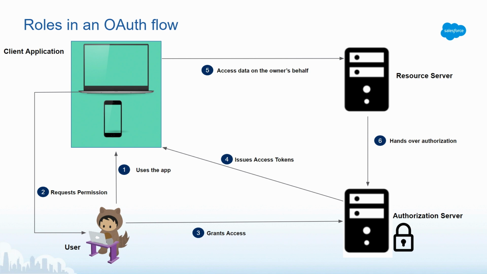So here what happens is that the user is using the app. At some point, the app wants to access data on behalf of the user, so that request is sent to the user in the screen that you saw previously, right? If the user goes ahead and grants access to the application, the authorization server checks that request, and if the request looks good, the authorization server will then go ahead and issue the access token to the client application. And we'll see what this access token is in the next slide. Using the access token, the client application can then access data on the user's behalf. And after that, any other subsequent requests to the resource server are handed off to the authorization server. So this is the general typical OAuth flow, and these are the typical actors in an OAuth flow.